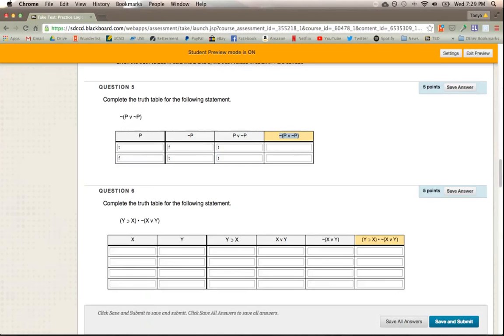Let's look at our final column. This is the negation of P or not P. Well, here's P or not P. So if this is true, then the negation of that will be F. This is true, the negation of that will be F. Okay, so this table is filled in correctly, but let's also think about it intuitively.